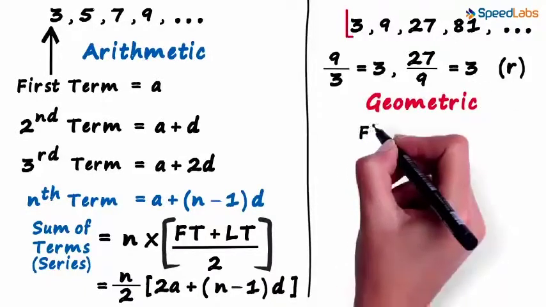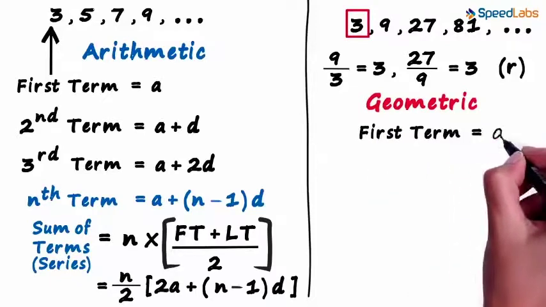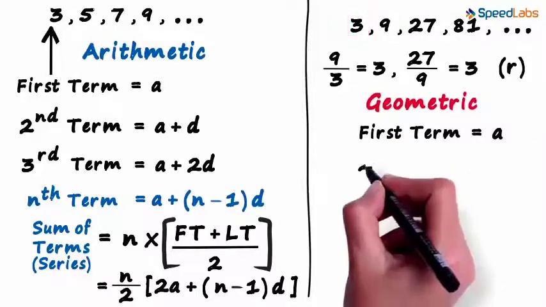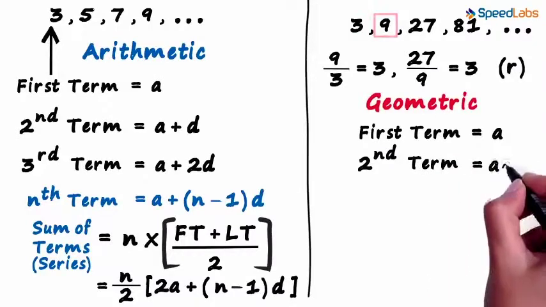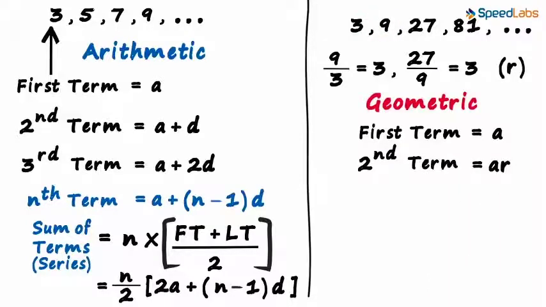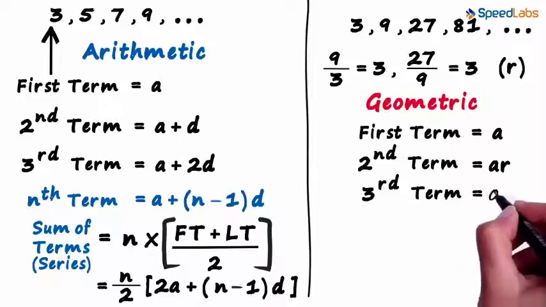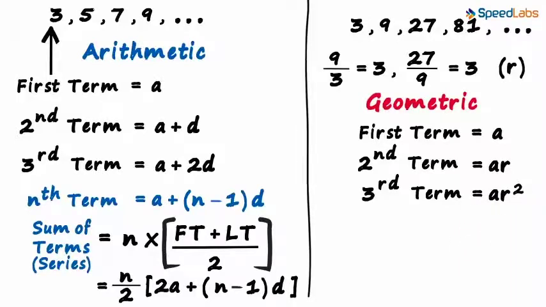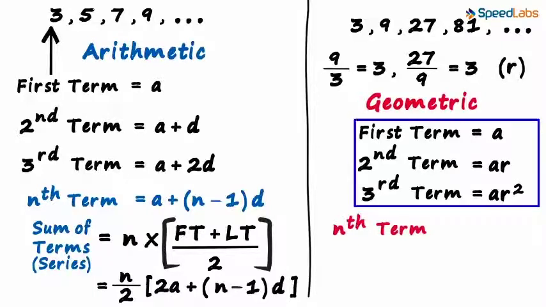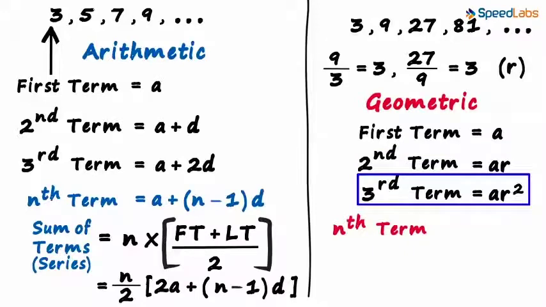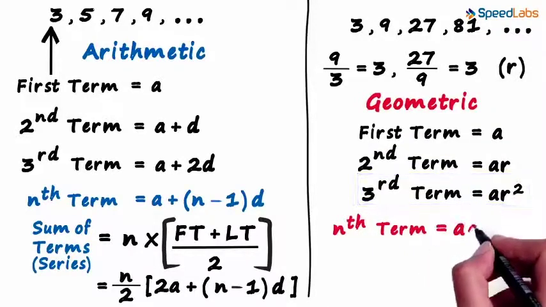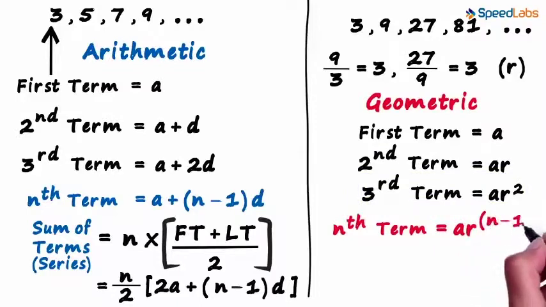Let's assume the first term of this sequence as A. What will be the second term then? It will be A times the common ratio R. And the third term? It will be A times R squared. And what will be the nth term of a geometric progression? Look at the pattern. Second term, R raised to 1. Third term, R raised to 2. So the nth term will be A times R raised to n minus 1.